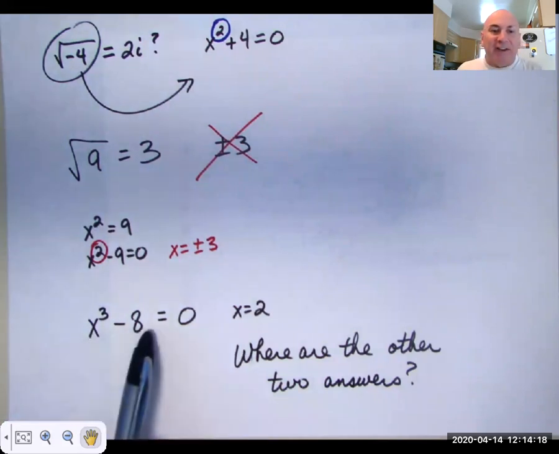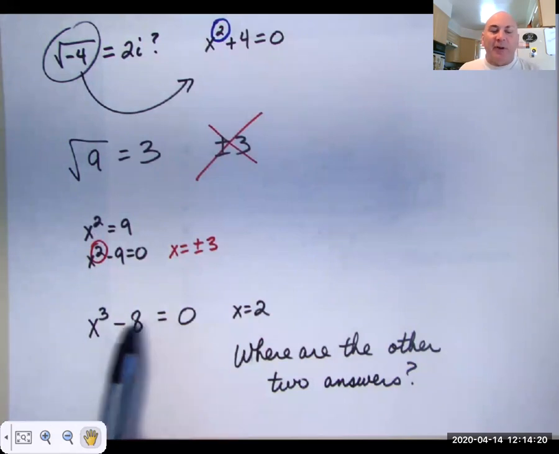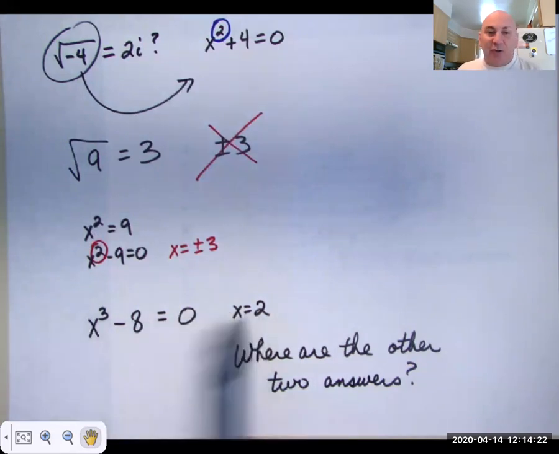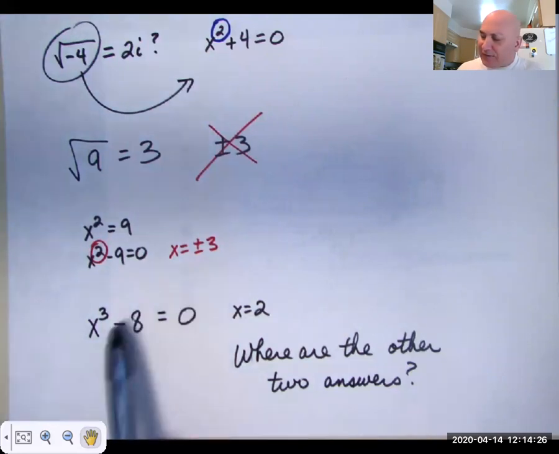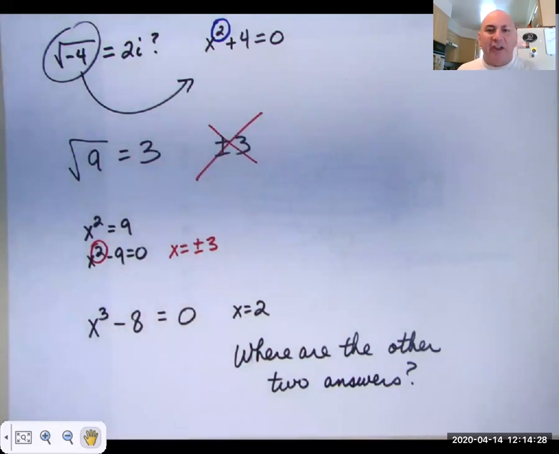x cubed minus 8 equals 0. Everybody should be able to tell me x equals 2. Yay! But it's an x cubed problem. Where are the other two answers? What are they? Somebody might say 2i. Well, 2i doesn't work. How about negative 2? Well, negative 2 cubed is negative 8. So we have a problem here, but we're going to find those other two answers with De Moivre's theorem.